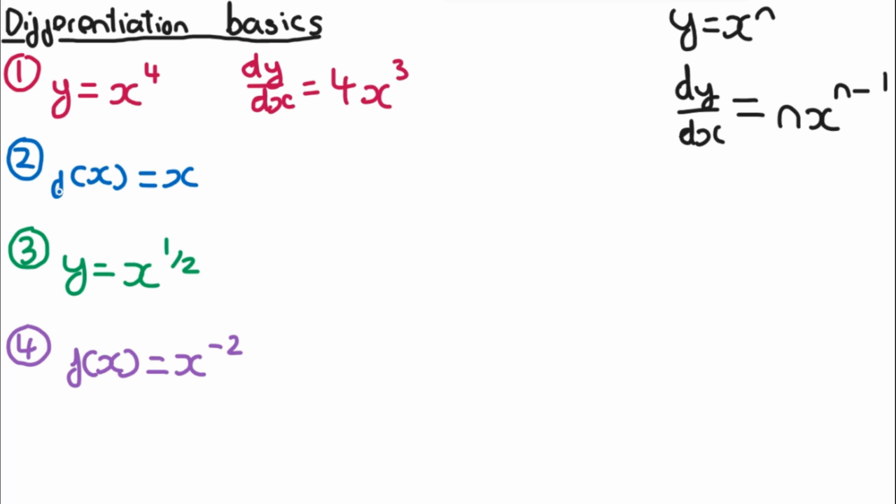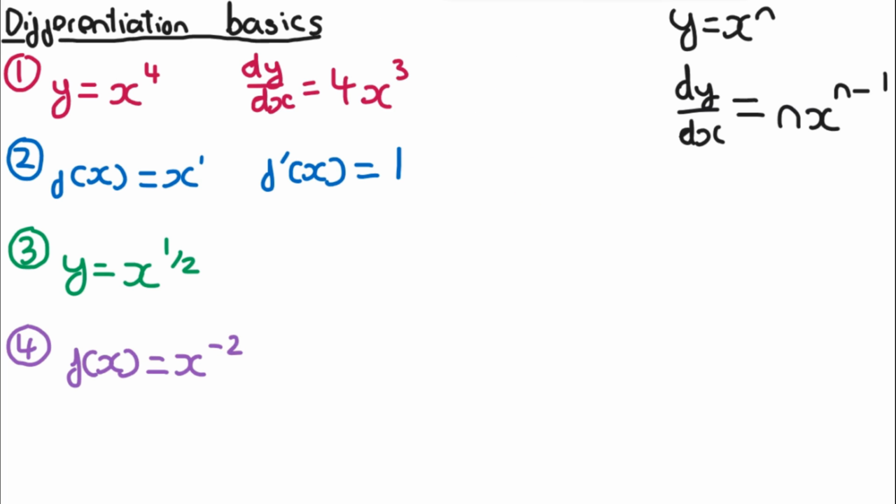Do another example, f of x is equal to x. Now remember, this is actually x to the power of 1, but we don't really write the 1. So therefore f dash of x is equal to, so this is the 1 here, so it's going to be 1 x to the power of 0. Now, when the coefficient is 1, we don't really need to write this. Now, x to the power of 0, remember, anything to the power of 0 is just equal to 1. So therefore, f dash of x is just equal to 1.